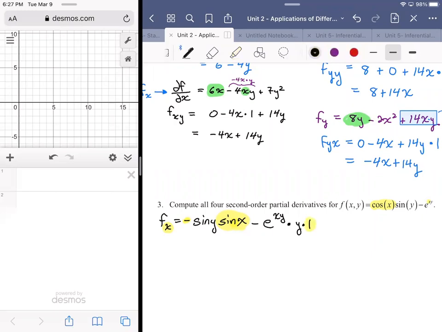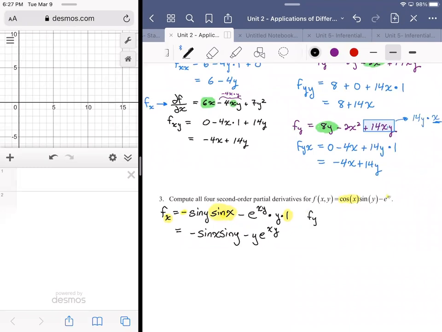All right, you don't really have to write the 1. I'm just doing it so I can highlight the appropriate part here. So this is now negative, I'll clean it up a little bit: sine x sine y minus y e to the xy.